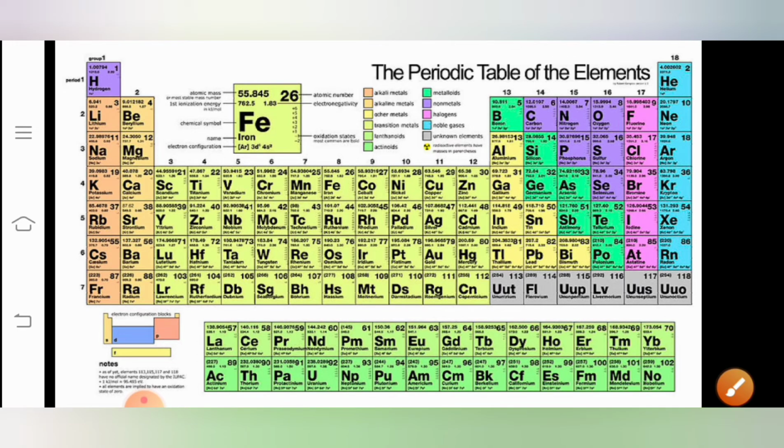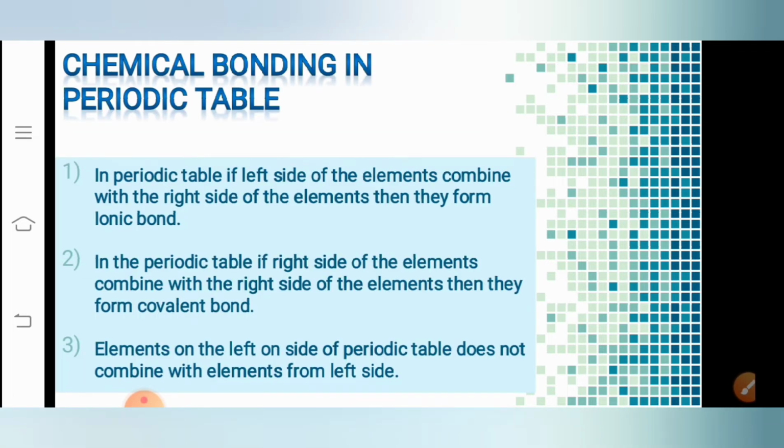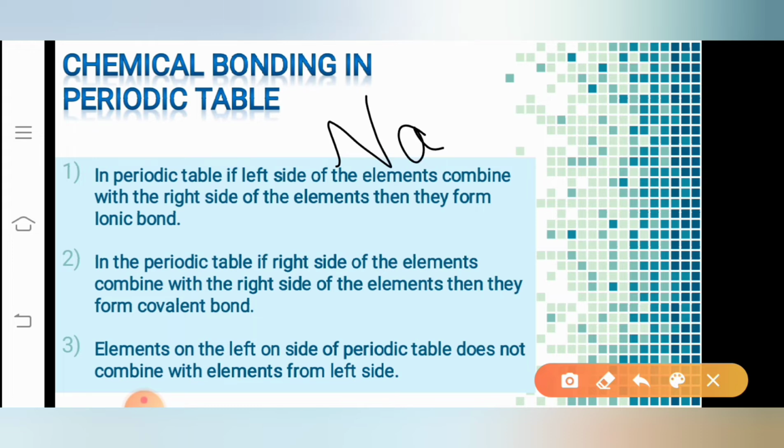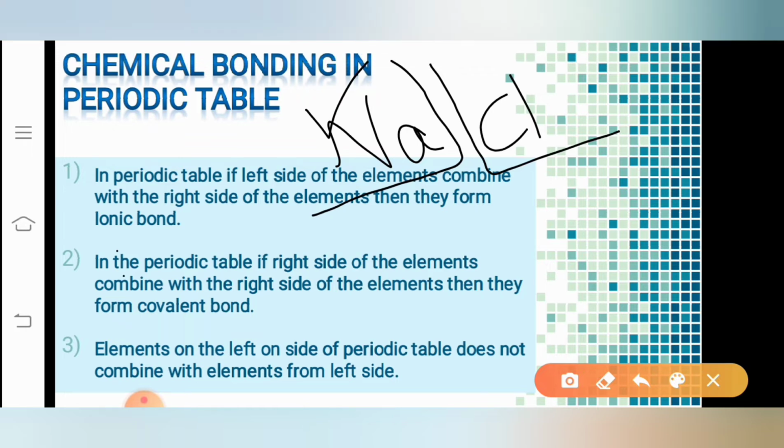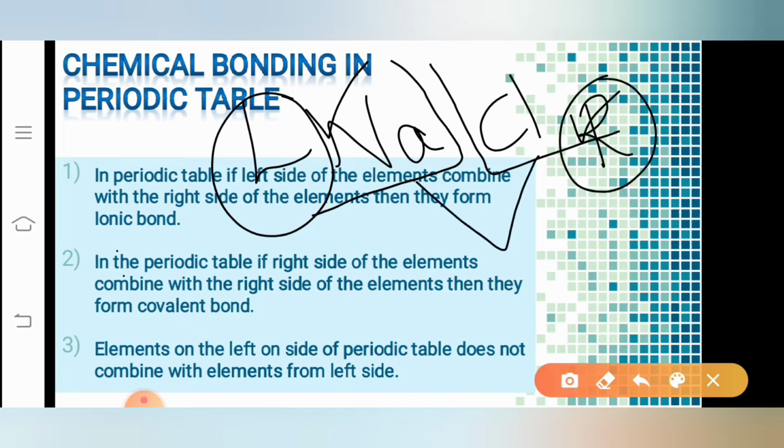So now let us talk about the chemical bonding in the periodic table. We can see that the elements on the left side of the periodic table combine with the elements on the right side and form the ionic bond. Take the example of sodium chloride. Sodium is a metal, right? I told you that all the metals in the periodic table are on the left hand side, and all the non-metals are on the right hand side. So the elements on the left side combine with the elements on the right side and form the ionic bond. What kind of bond is formed? They form the ionic bond.